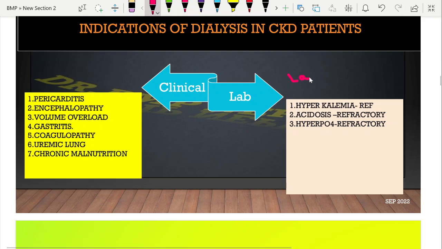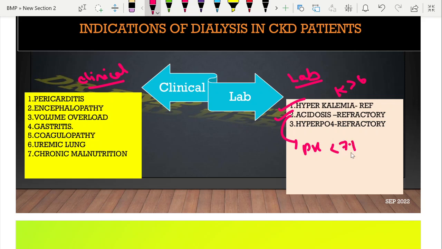I usually classify this as lab criteria and clinical criteria. This slide was taken from the old video. If we take the lab criteria: resistant hyperkalemia, that is potassium more than 6, and acidosis which is refractory to treatment; usually a CKD patient won't respond much to medication. So what is the pH level? pH less than 7.1 forms an absolute indication. Bicarbonate less than 5 forms an absolute indication. pH 7.1 to 7.2 is a relative indication. Similarly, bicarbonate 5 to 10, in some textbooks 5 to 15.